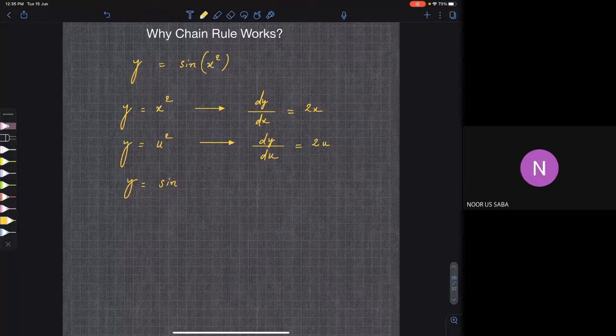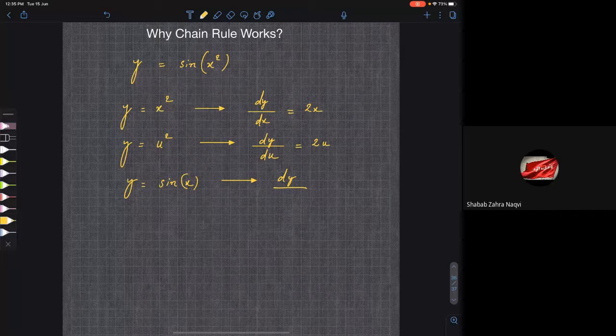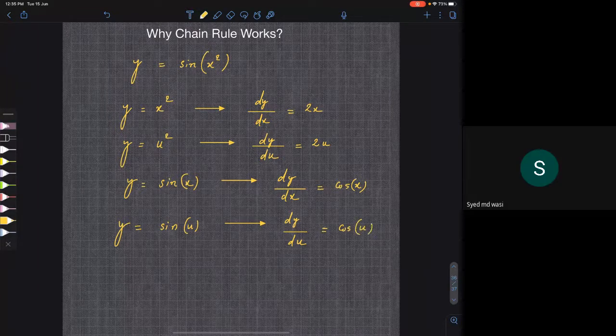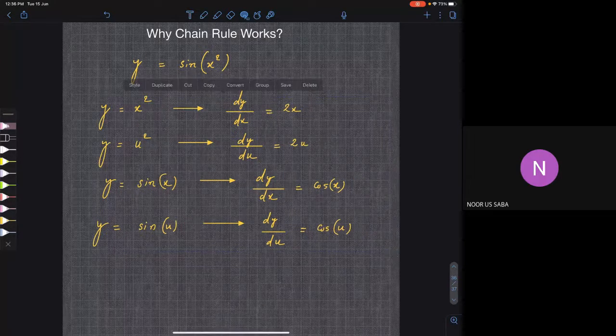Okay, what is y equals sine x? If y equals sine x, what is dy by dx equal to? Cos x. So what if y equals sine u? Then I should ask what is dy by du. dy by du is equal to cos u. Okay, fine. All this is clear.